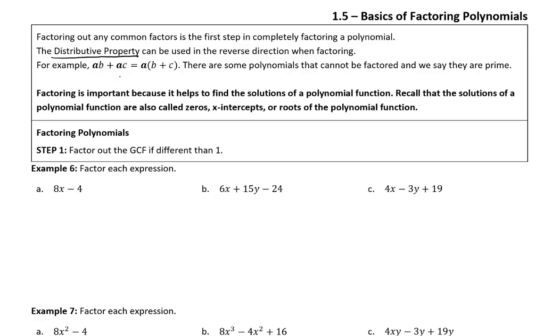Now, a reminder that not all polynomials can be factored, and if they are not able to be factored, we call them prime. So there will be some situations where there's nothing in common. There's no other way we can rewrite this as a product of pieces. It's just going to be prime itself. And the importance of factoring.